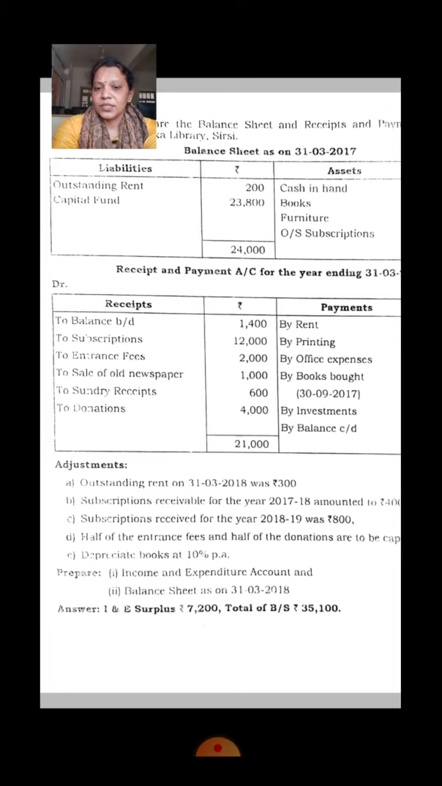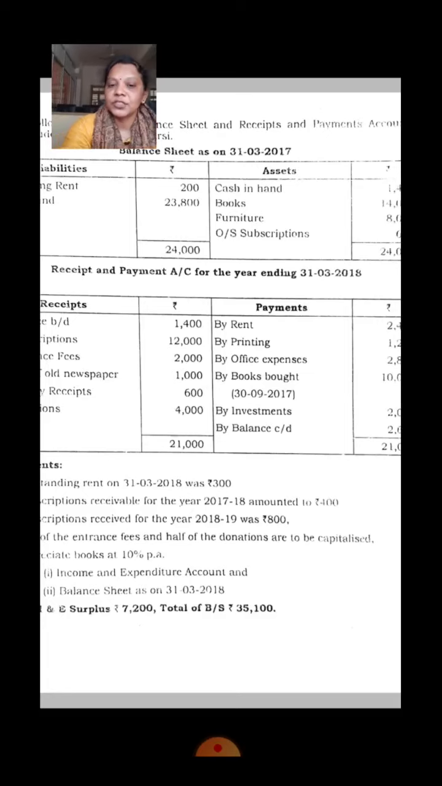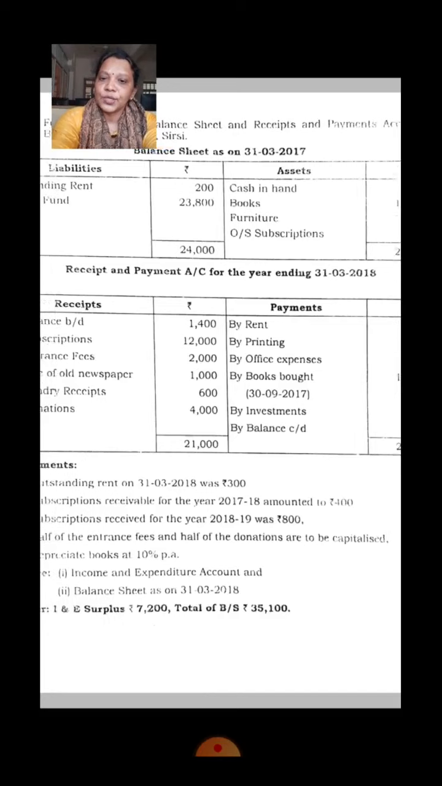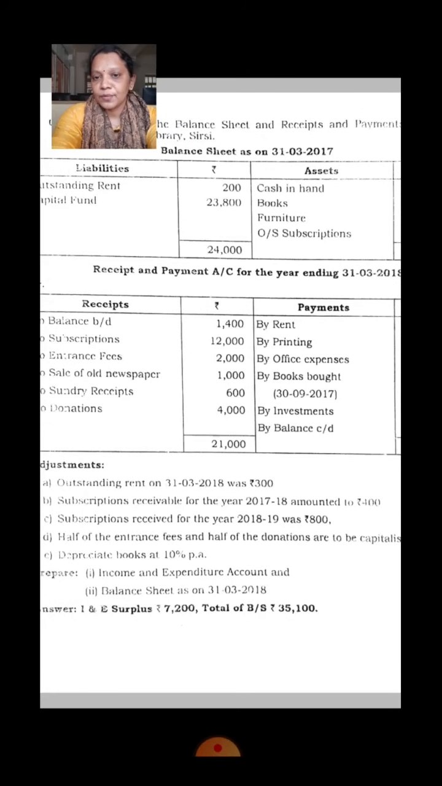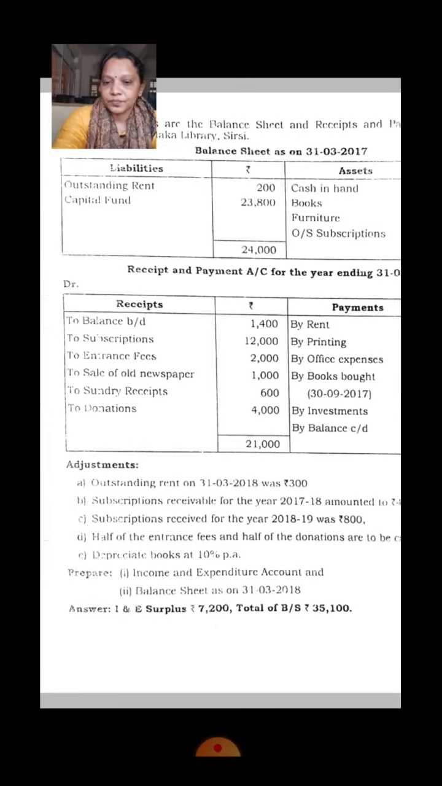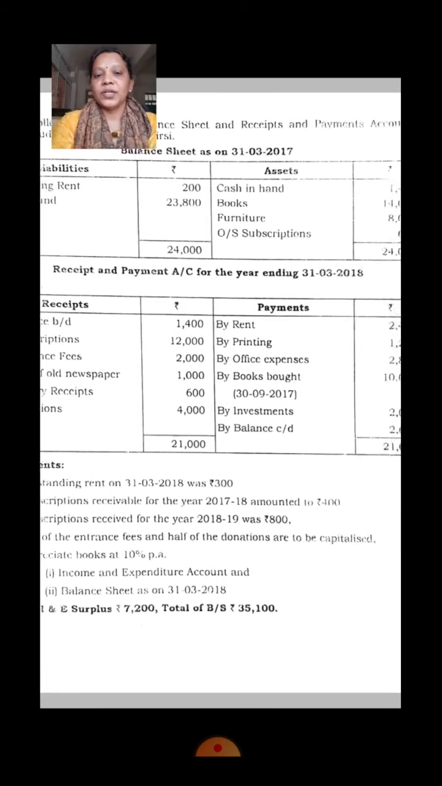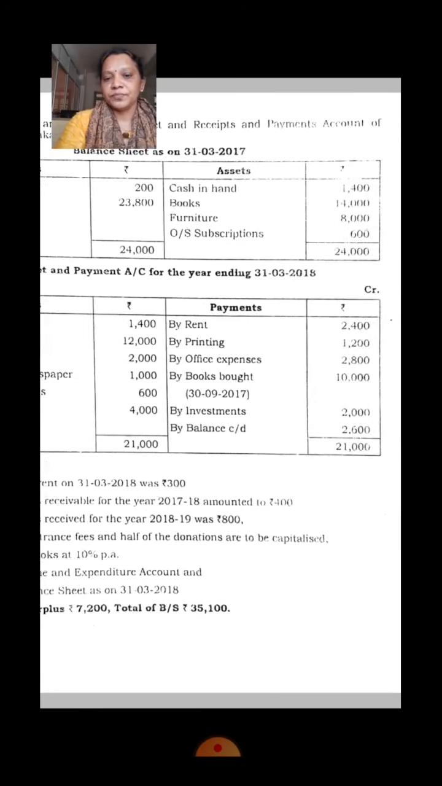Okay. Next, the fourth one: half of the entrance fees and half of the donations are to be capitalized. So here they have given the instruction that entrance fees 50% and donation 50% need to be capitalized and 50% are treated as revenue. Then depreciate books by 10%. So 10% we have to calculate directly on 14,000, and 10% we have to calculate on the books bought during the year, 10,000, for only 6 months. So there are 2 calculations you have to do.